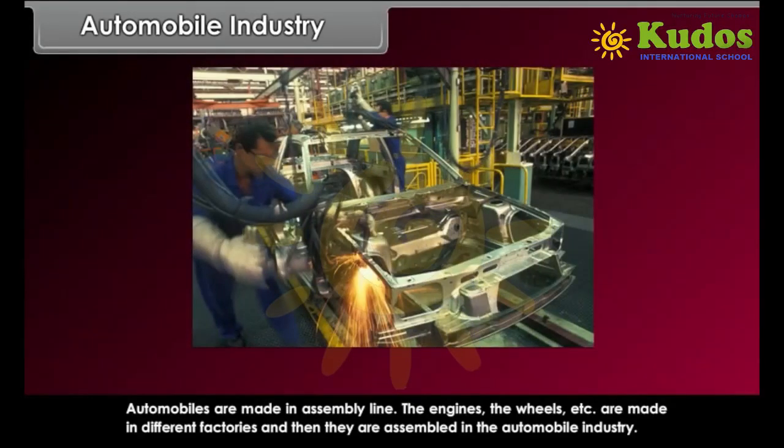Automobiles are made in assembly line. The engines, the wheels, etc. are made in different factories and then they are assembled in the automobile industry.